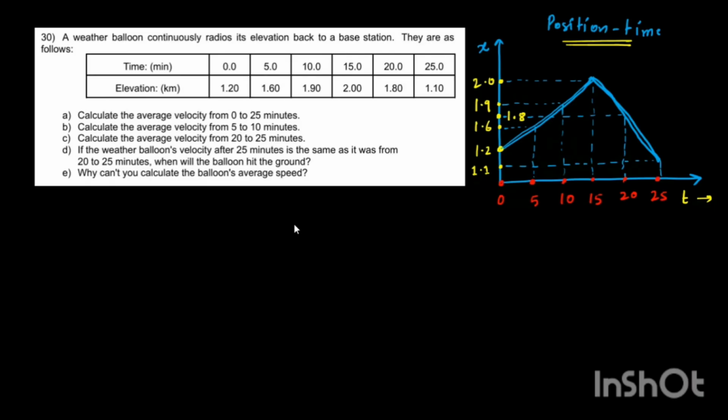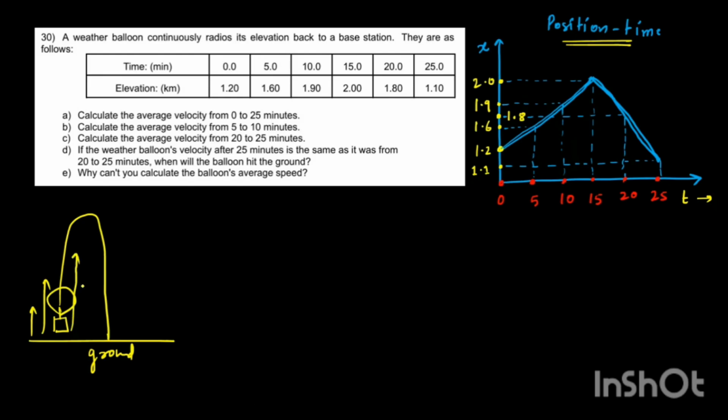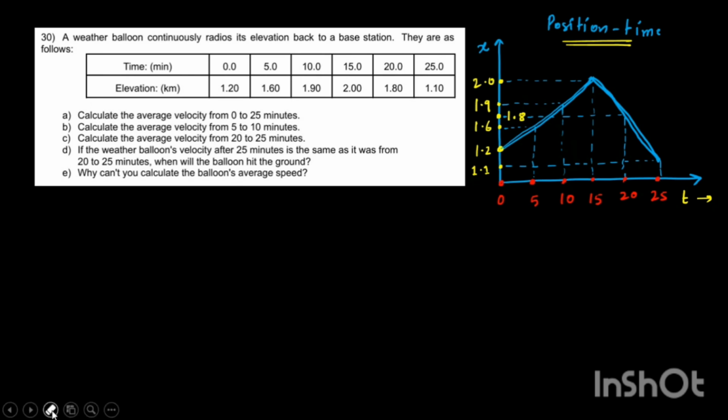That is the ground. So when the balloon is rising, it goes up like that and comes back to the same position. With respect to the ground, its distance is changing: sometimes this, then this, then this. Then again it reduces and comes back to the initial position. So what we understood is that we cannot find the speed because the particle is moving first up and then down.